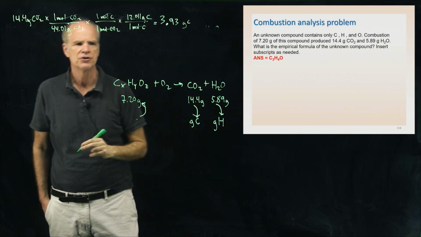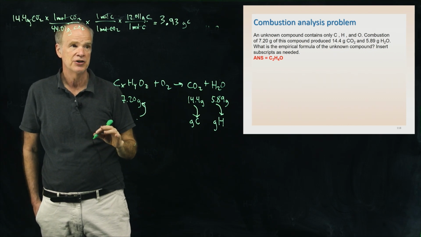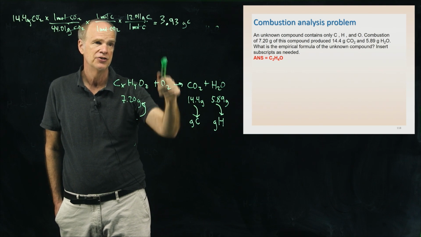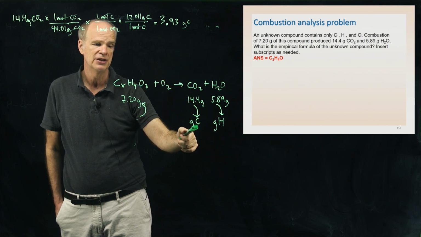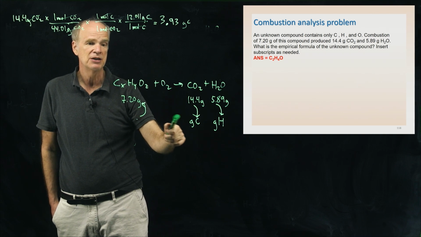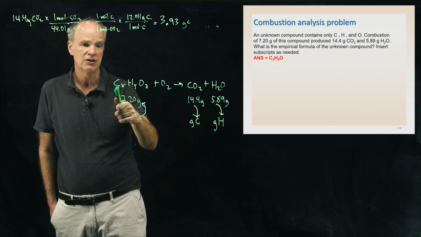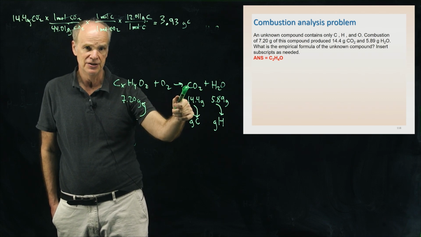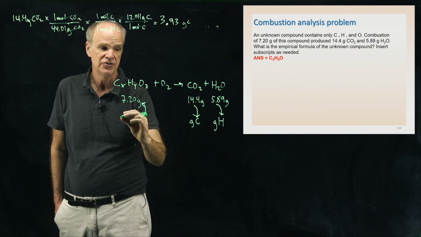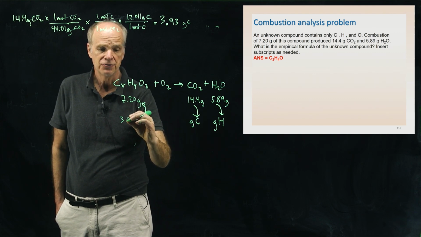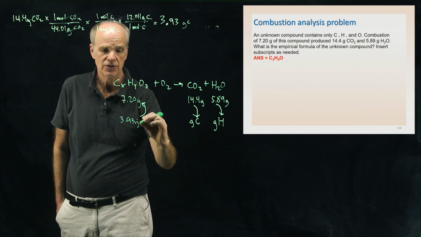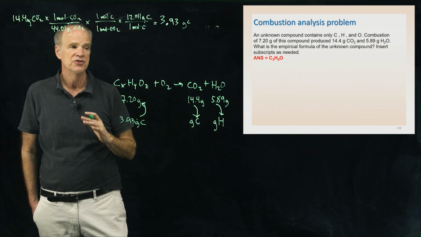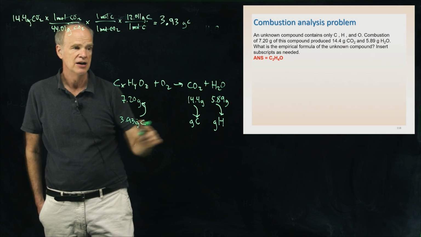That should be enough significant figures. Okay, so we have just figured out that in this 14.4 grams of carbon dioxide, there are 3.93 grams of carbon in it. And again, because we can make the assumption that all the carbon in the carbohydrate is transferred to carbon in carbon dioxide, what that means is we now know that there are 3.93 grams of carbon here in this carbohydrate.